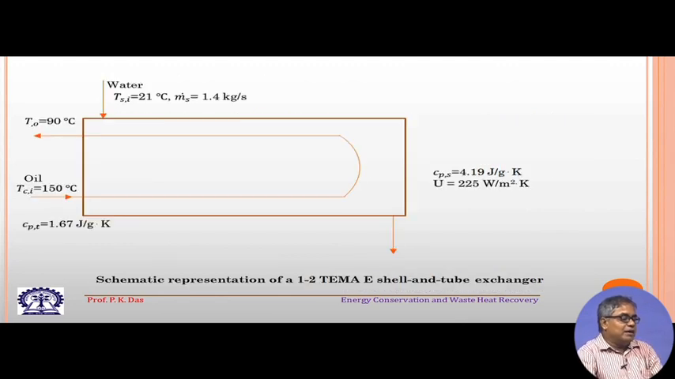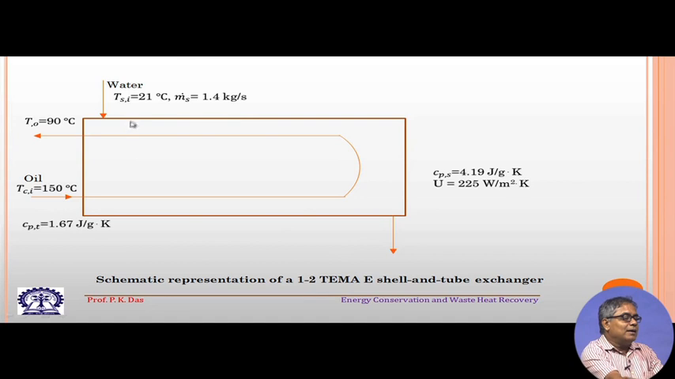This figure gives you a schematic representation of a 1-2 E type shell and tube heat exchanger. You can see the tube side fluid has traversed the total length of the heat exchanger 2 times. So, it has got 2 passes, this is the first pass, this is the second pass, whereas the shell side fluid has got only 1 pass, it has traversed the length of the heat exchanger only once.